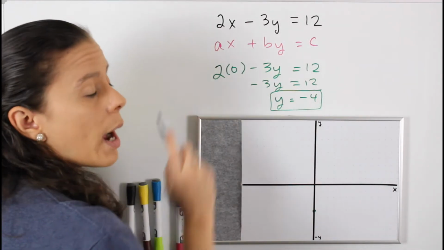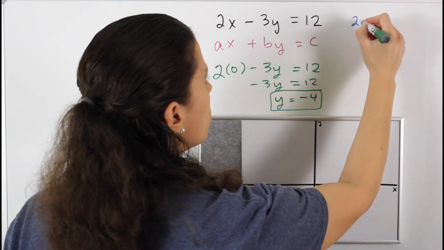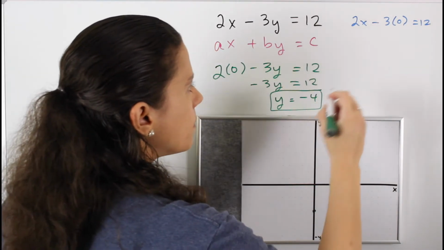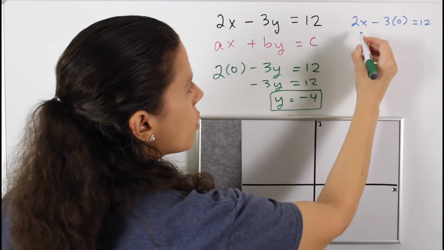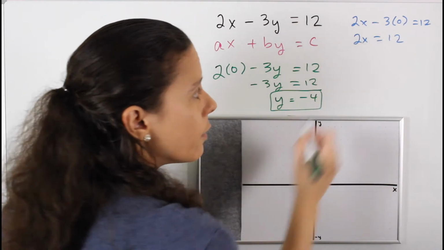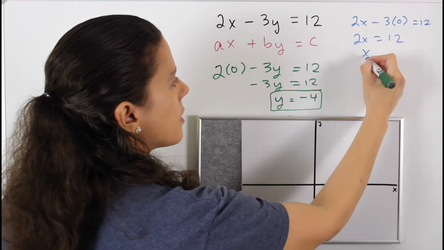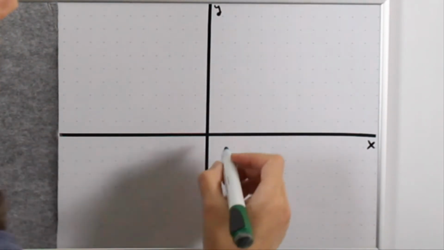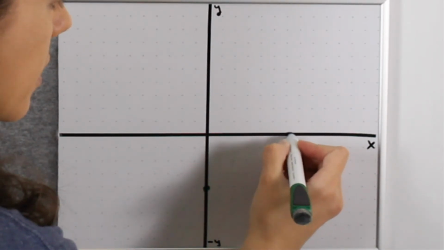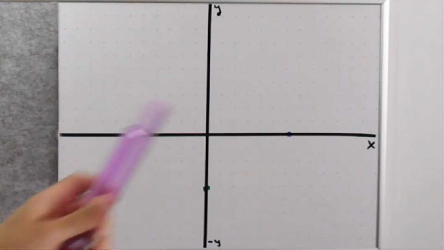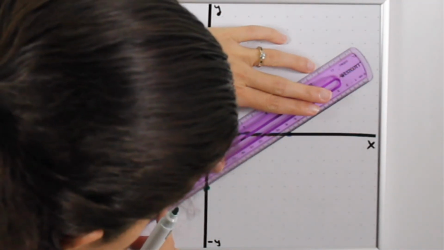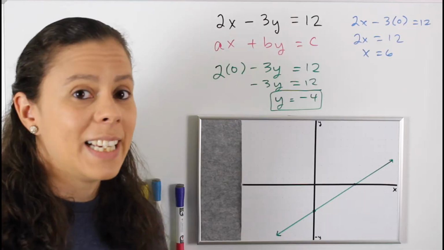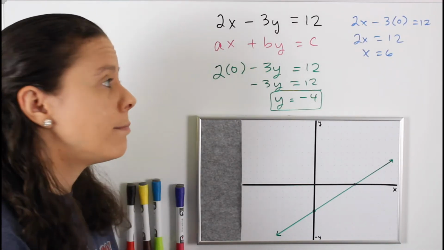Now let's do the x-intercept. What we're going to do is make the y equal to 0. So if we have 2x minus 3 times 0 equals 12, this becomes 0, so we have that 2x is equal to 12. If we divide by 2 on both sides, we get that x is equal to 6. So we have then that the x-intercept is at 6. So 1, 2, 3, 4, 5, 6 right here. And that's really all you need. All you need is 2 points to graph the line. So here we have it. And that is it. That is how you graph an equation written in standard form.